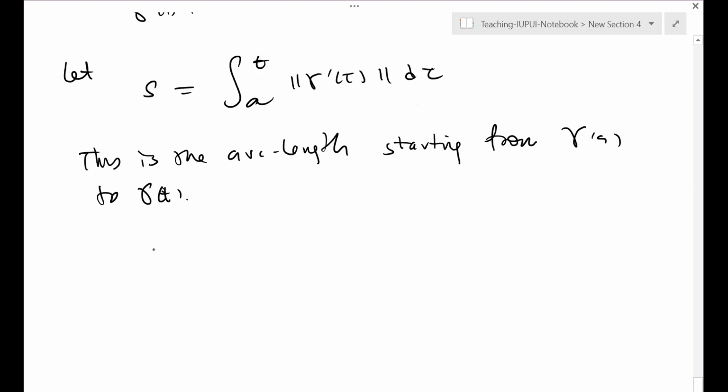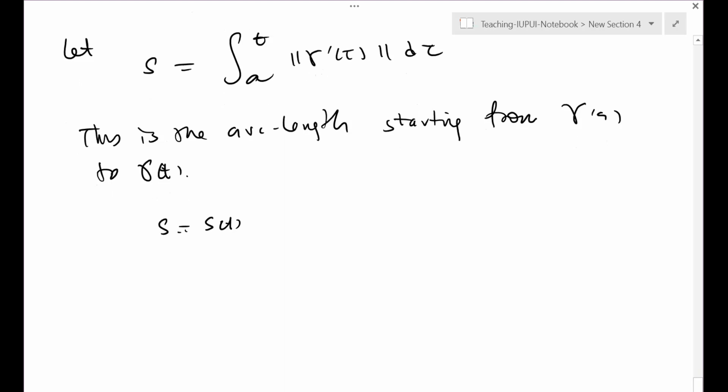So let's take a look at the derivative. This S is going to be a function of T, right? And S starts from 0 all the way to L. L is the length of this curve C.